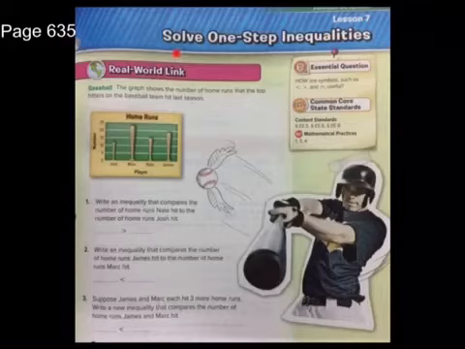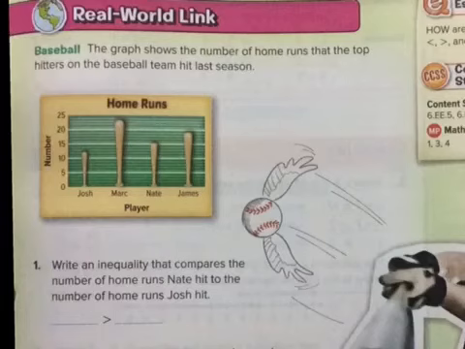Lesson 8-7, solve one-step inequalities. This lesson is found on page 635. As we mentioned before, inequalities work very similar to equations, except now we're saying that one side is greater than the other side, or greater than or equal to, or less than or equal to. They're not the same value, but the process, the computation, is very similar.